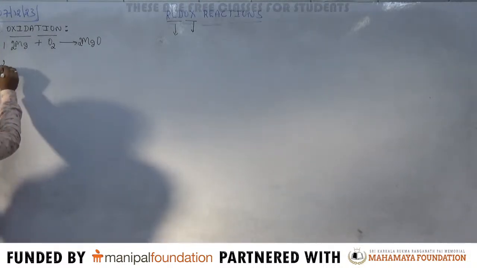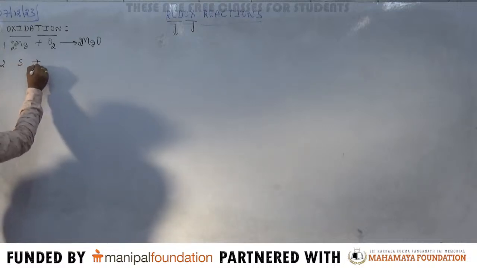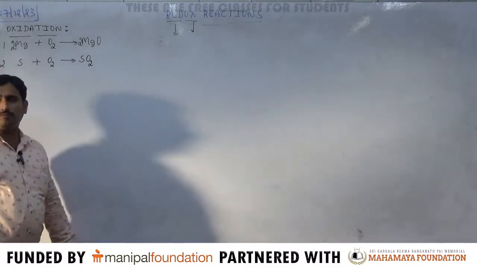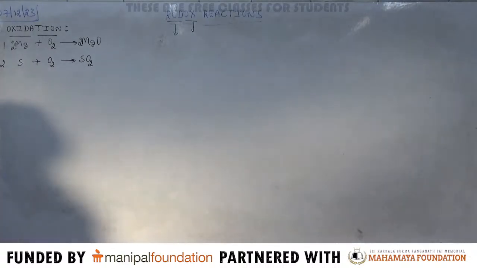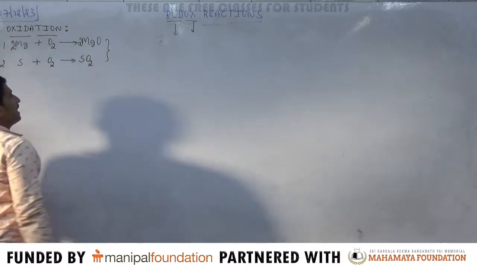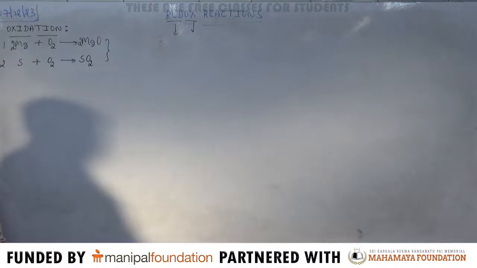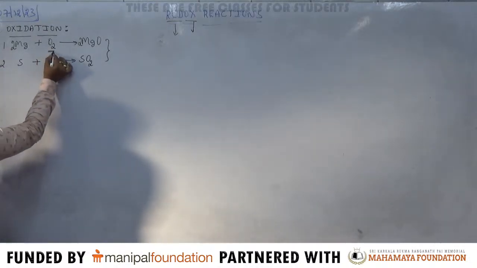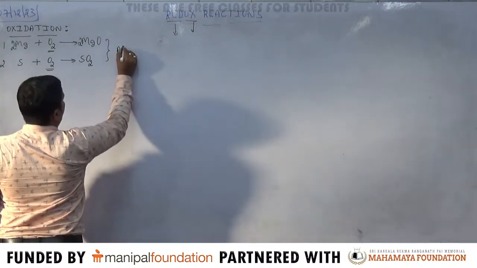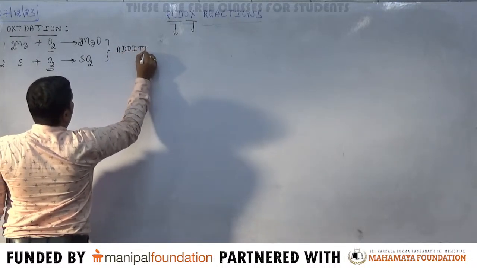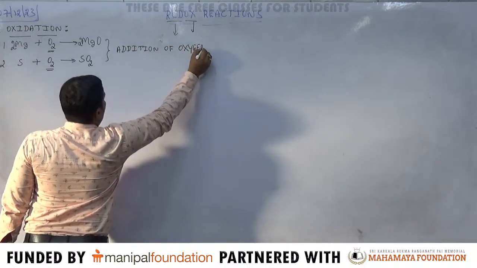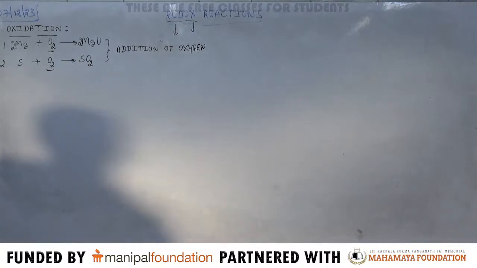Another reaction: sulfur reacts with oxygen to give sulfur dioxide. When I say these two are examples of oxidation, what is happening here? There is an addition of oxygen, right? So in these two reactions, I can say there is an addition of oxygen.